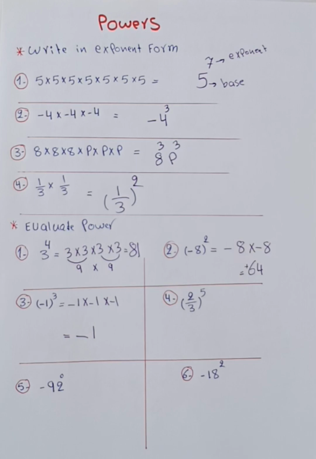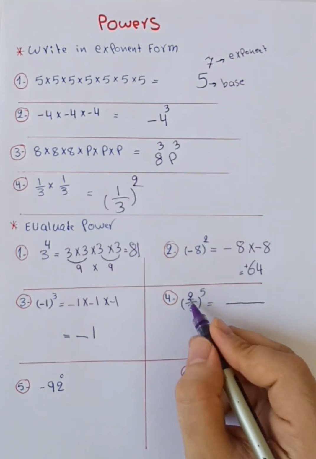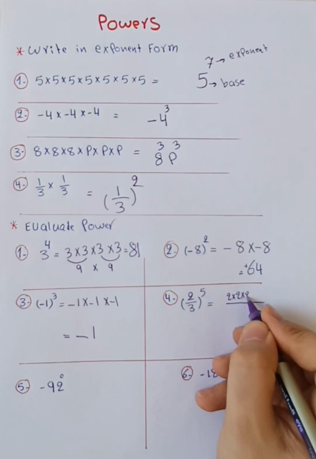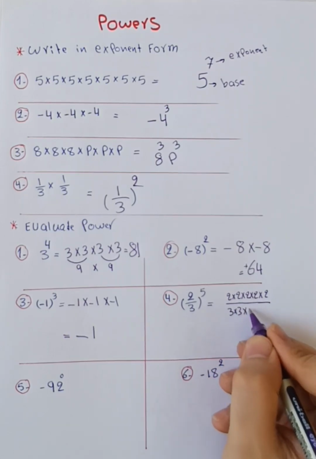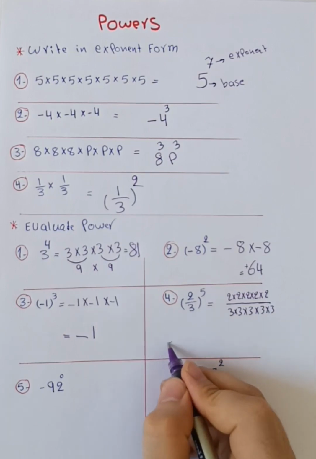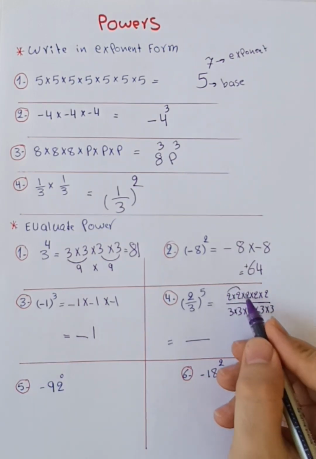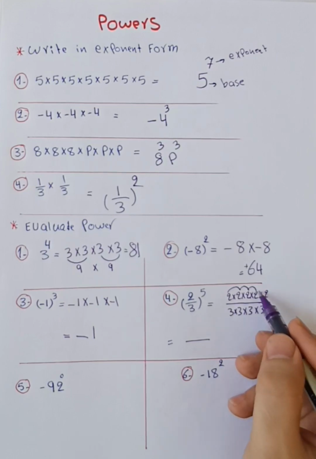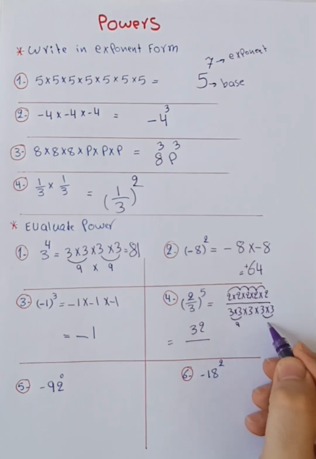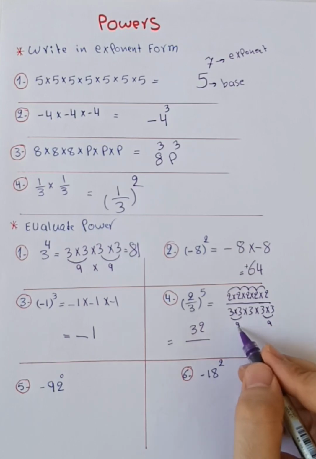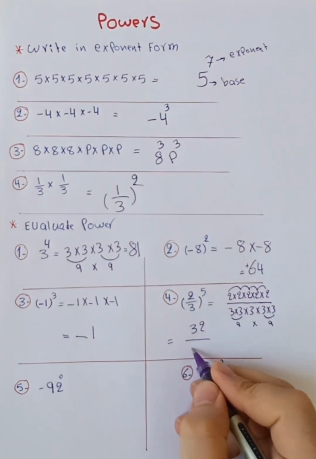Example number 4, we have 5th power of 2 out of 3. It means we have to multiply 2 by 2 5 times: 2 times 2 times 2 times 2 times 2. And then we have to multiply 3 by 3 5 times: 2, 3, 4, 5. After that, 2 times 2 is 4, 4 times 2 is 8, 8 times 2 is 16, times 2 equal to 32. 3 times 3 is 9 and 3 times 3 is 9. 9 times 9 is 81, and 81 times 3, 243.